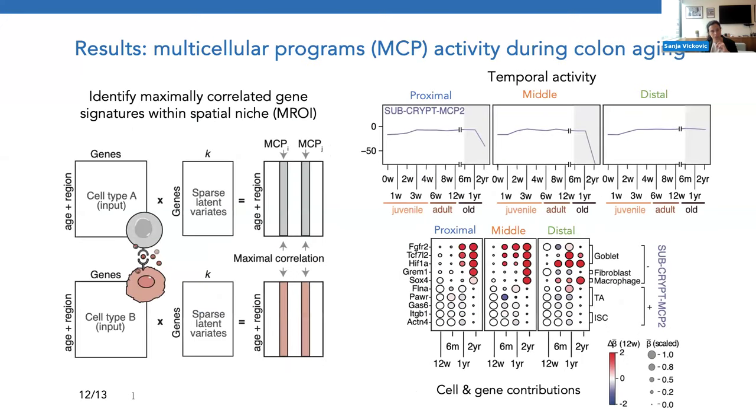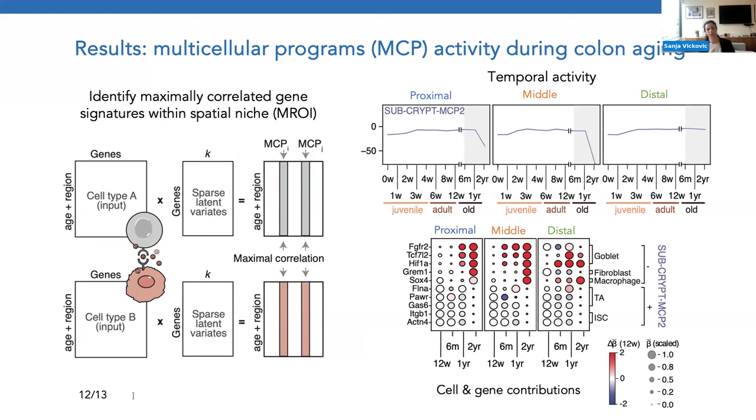I think the most important part is to infer multicellular programs. These are combinations of genes that are most highly correlated to each other as time passes. For the purpose of time, I will just say that these multicellular programs are very important to denote as we try to deconvolve aging. We can see the activity of these multicellular programs, so combinations of genes and cell types, on the right-hand side, and we can figure out which combinations of genes contribute to this program in the bottom dot plots.